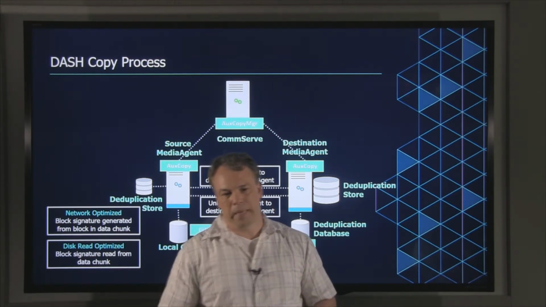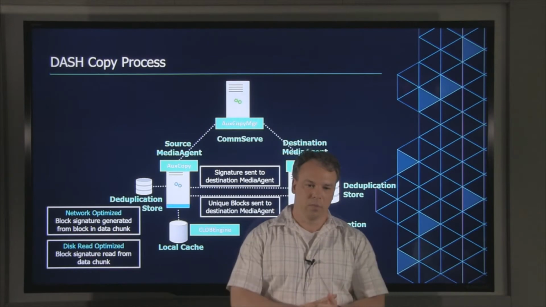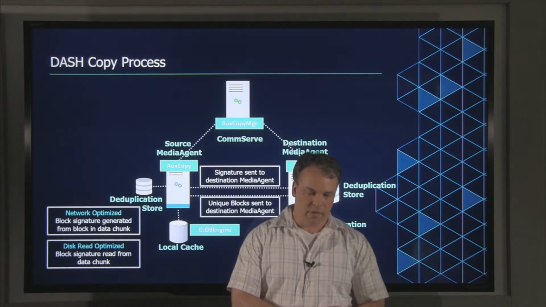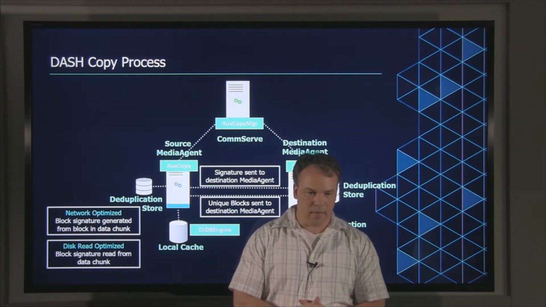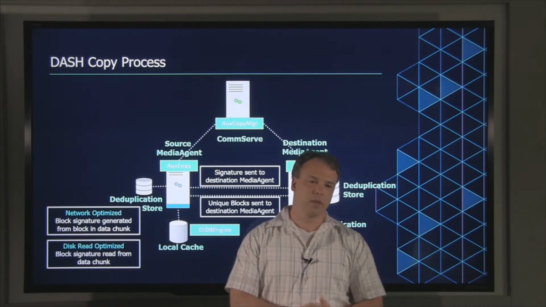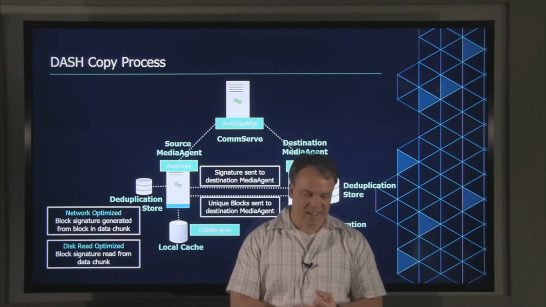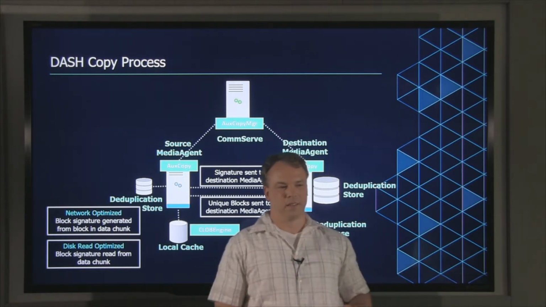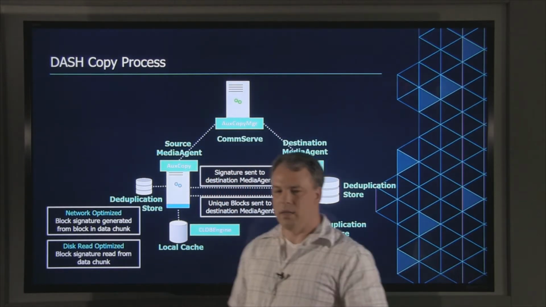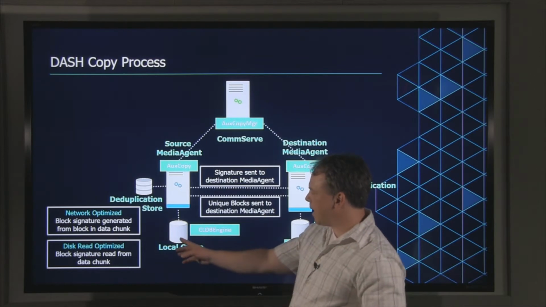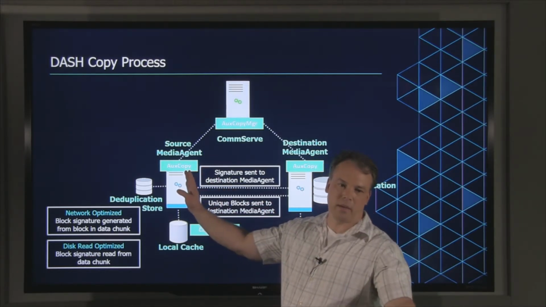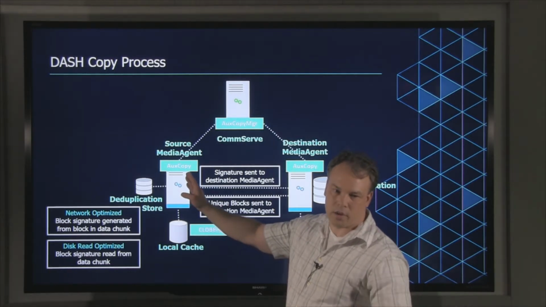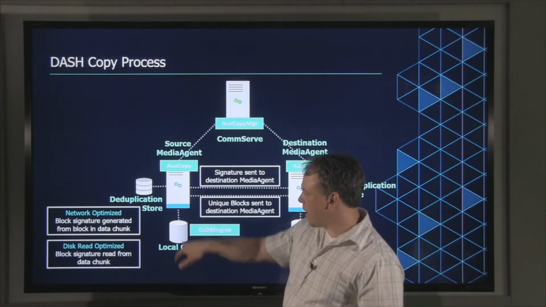There's another piece with dash copies that can also be a little confusing, and that is optimized for high latency networks. And I've heard a couple of different explanations of what this is, and this is all it is. Look, when you're using the local cache, back in version 10, you had to set this up with a registry key. Now it's in the UI. Just set use local cache.